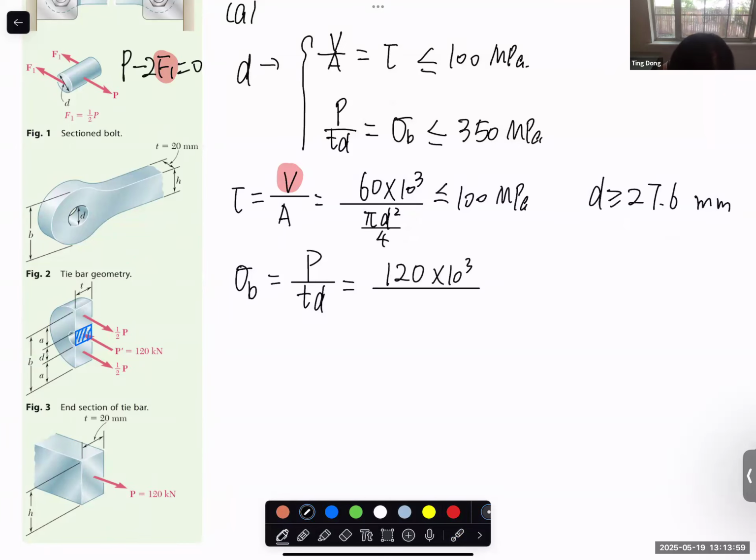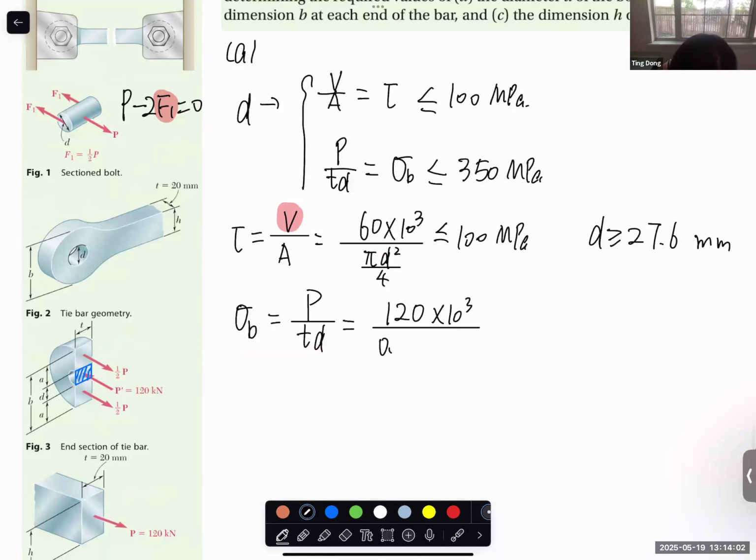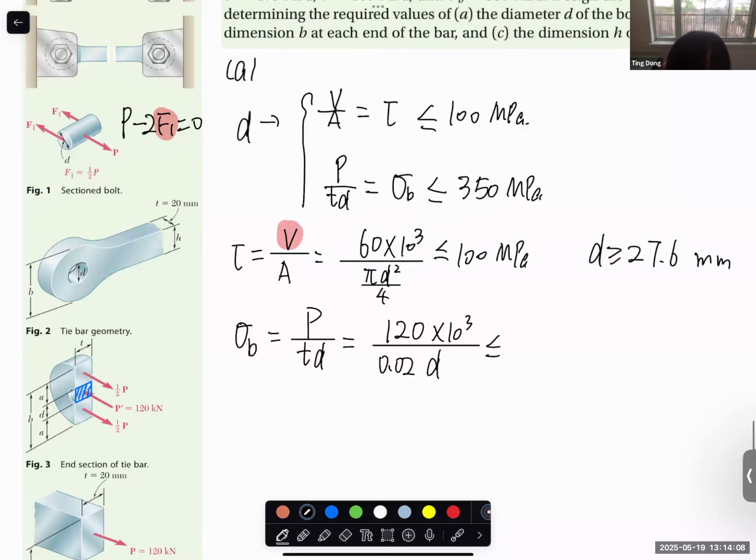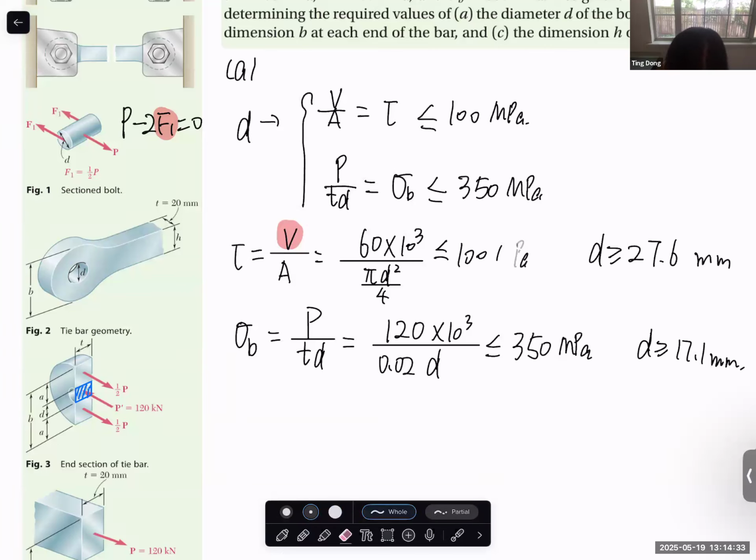So the thickness is 20. I convert everything to meters. D, and this one should be lower or equal to 350 megapascal. And D should be greater than 17.1 millimeter. Well, since I use Newton meter, let's make it less confusing: 10 to the 6, everything in Newton meter.